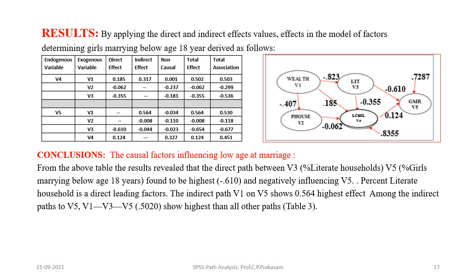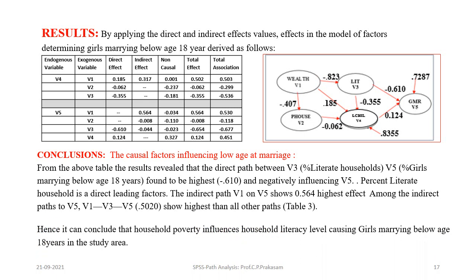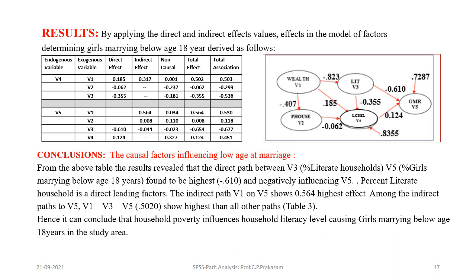The indirect path from V1 to V5 shows 0.564, the highest effect among the indirect effects. The path V1, V3, V5 shows the highest of all the other paths derived from table number 3. Therefore, we can conclude that household poverty influences household literacy level, causing girls to marry below age 18 years in the study area, using the path analysis.